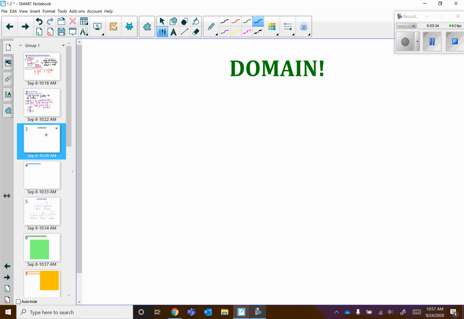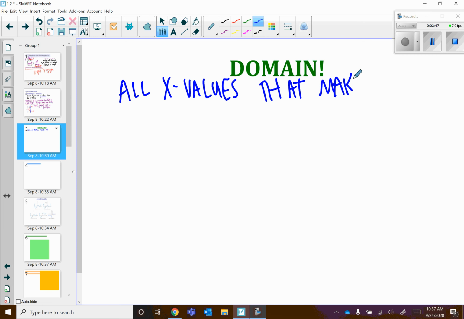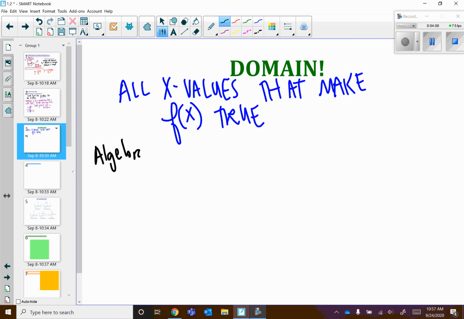All right, domain. We mentioned this earlier. It is all x values that make the function true. That make f of x true.